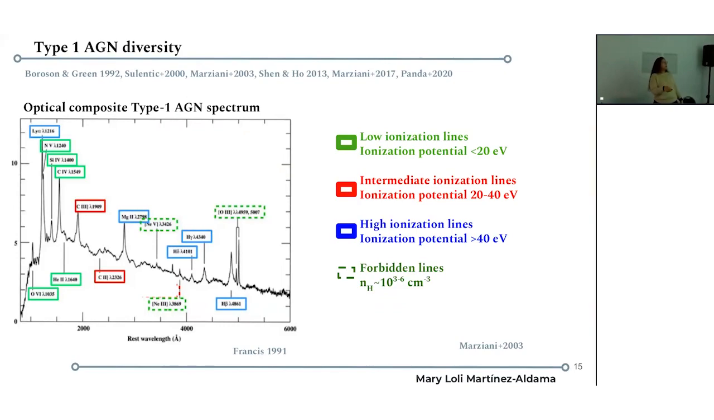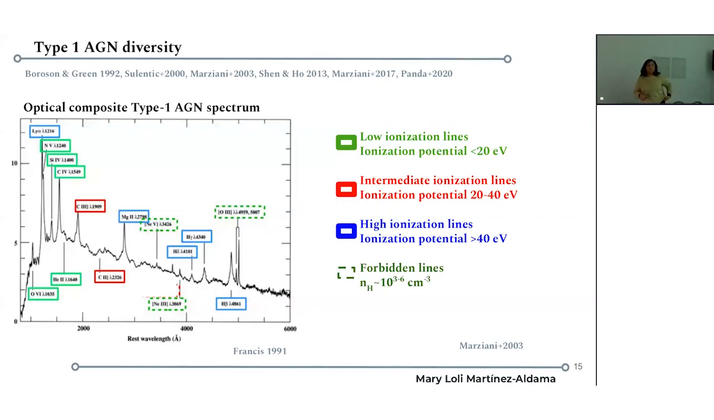But when we start to analyze the different emission lines in this spectrum, we can organize these emission lines in different ways. There are low ionization lines, with ionization potential less than 20. Here basically are the hydrogen lines and also the magnesium 2 lines. There are other lines that show an intermediate ionization, like the ones in the red boxes. Another group really shows high ionization potential, larger than 40, from heavy elements like carbon-4, nitrogen-5, and so on. But there are other kinds of lines, like the oxygen-3 forbidden lines.